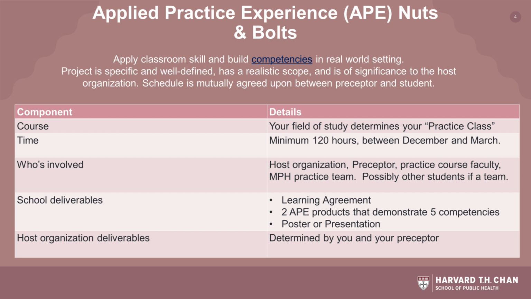And just a quick overview, each of you are currently enrolled in what we call a practice class. This is where the practicum experience is housed. Your field of study determines which practice class you are in. As for time, there is a recommended minimum of 120 hours. This 120 hours is meant to help provide scope and act as a guide as to how in-depth the practicum project will be. This is a recommendation. There are students who will greatly surpass the 120-hour minimum, and these hours are not tracked. They're simply there to provide scope. A majority of the work for practicum takes place between December and February, but can sometimes continue into March.